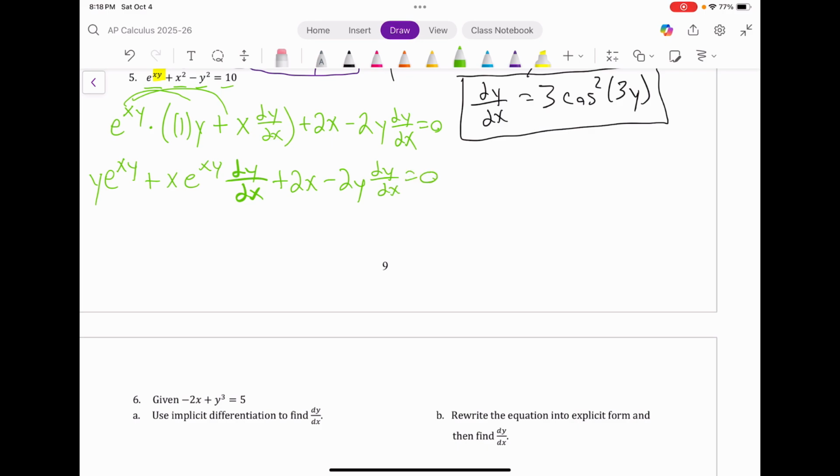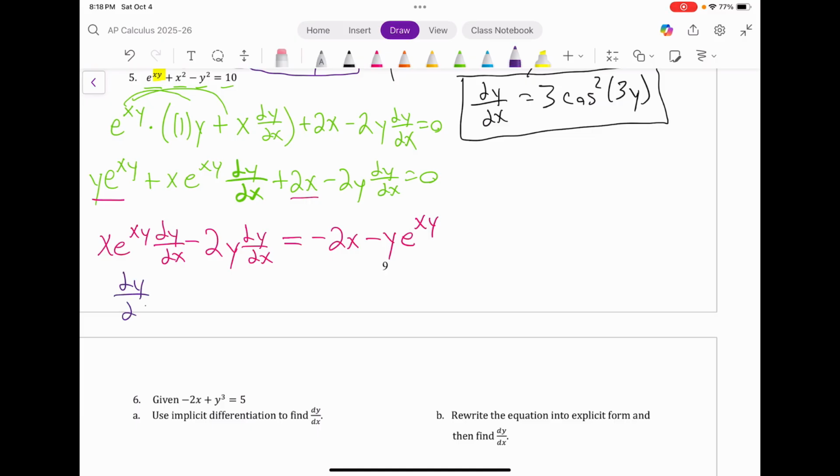All right, and then we can move everything that's not dy dx to the other side. So what I have underlined, we're going to move over. All right, so those are the two terms that had dy dx. So they're going to stay on the left side. All right, and then we'll have minus 2x minus y e to the xy. All right, and then we'll factor out the dy dx. It's just on the left side.